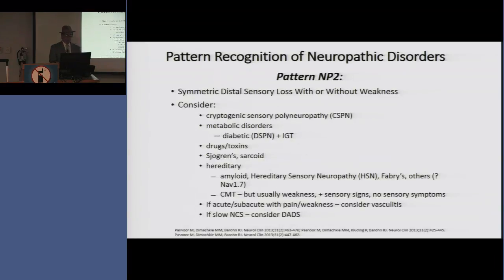Pattern 2, or NP2, symmetric distal sensory loss with or without weakness, is the most common general neuropathy pattern that you will see, and the diagnosis in this case is usually going to be diabetes or cryptogenic sensory polyneuropathy, otherwise known as CSPN. But drugs, toxins, connective tissue disease, hereditary disorders can also present with NP2, as can a variant of an acquired demyelinating neuropathy, DADS.